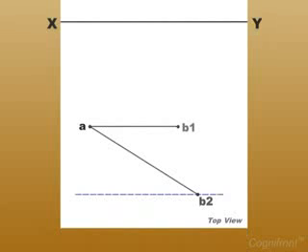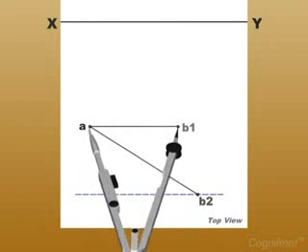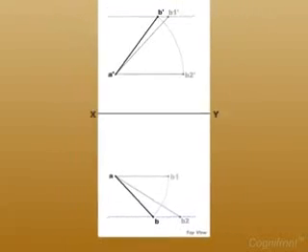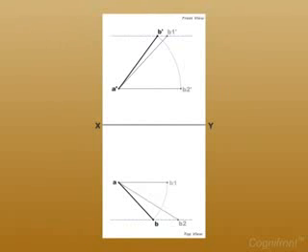Now, similarly, with A as center and AB1 as radius, draw an arc cutting the locus line B2 at B. The line AB will be the top view of the given line. Well, this completes the discussion about the projections of the straight line.